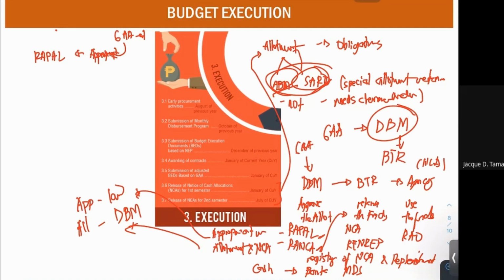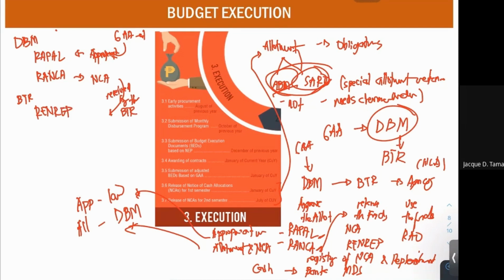Now, once you approve the allotment and give it to the agency, you will record it with the RANCA, the Registry of Allotment and Notice of Cash Allocation. Why? Because now you are giving a notice to the BTR that you will allocate cash to a particular agency. That's why it's called Notice of Cash Allocation. So this notice will be received by the BTR. So this notice will be recorded in the RENREP.